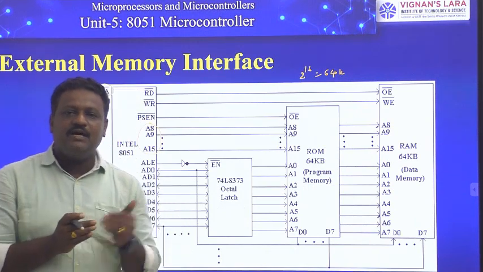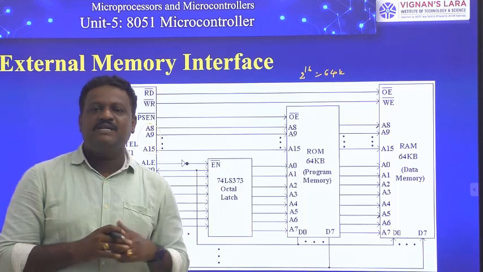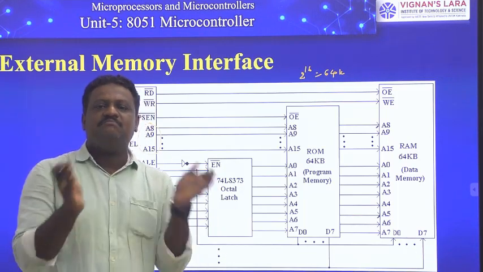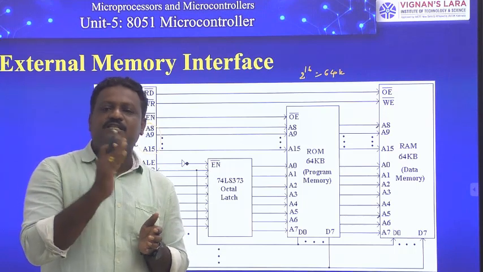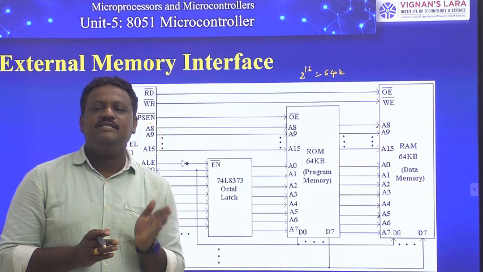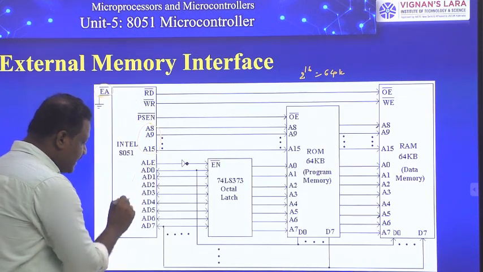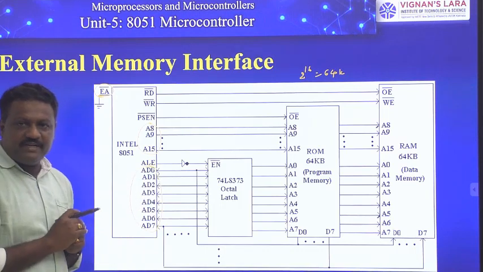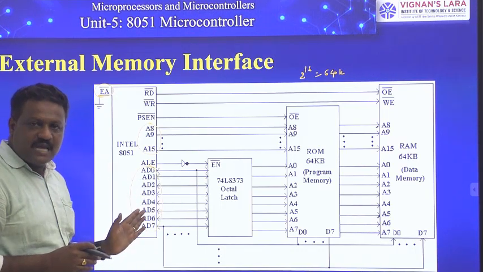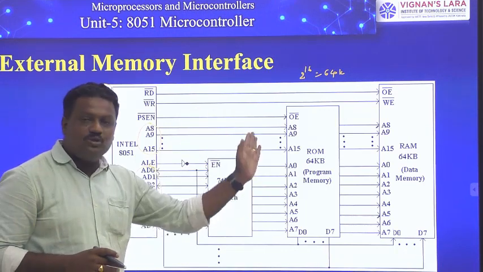And next we need the lower order 8 address lines, that is A7 to A0. But in 8051, those lines are not dedicated. Those lines are multiplexed with data lines D7 to D0. The multiplexed bus we are getting is AD7 to AD0. So these are those 8 lines. Now what we need is the dedicated address lines from this. That means you can convert this AD0 to AD7 as A0 to A7.